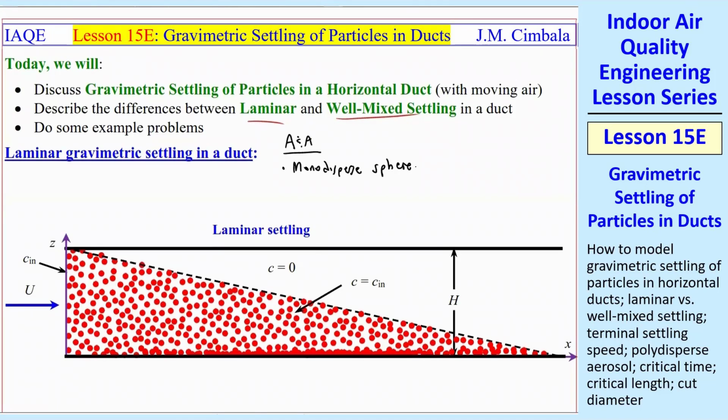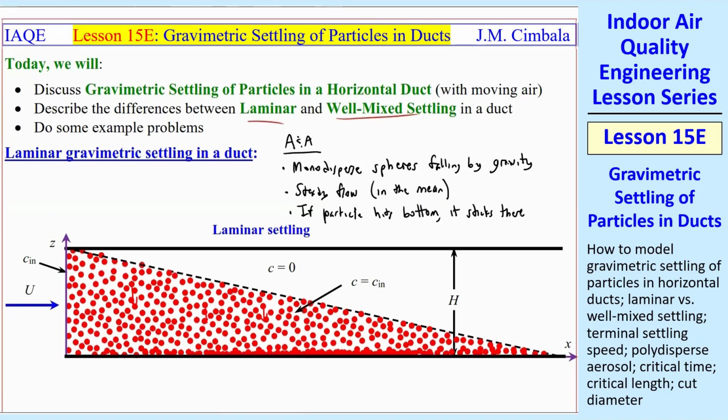We'll consider monodispersed spheres falling by gravity. We'll assume steady flow. Of course, for the well-mixed or turbulent cases, that means in the mean. Even for the laminar case, it's not actually steady because each particle is falling. That's an unsteady process. But in the long time average, it's steady. If the particle hits the bottom, it sticks there.